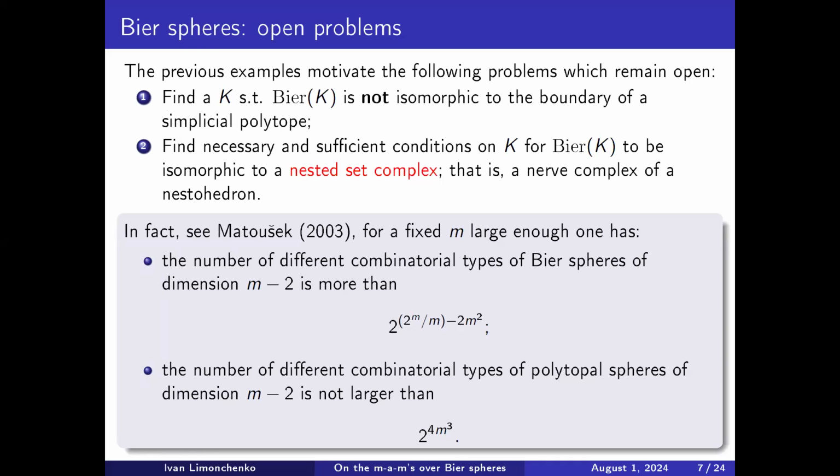And the second problem related to the classification we have is to find necessary and sufficient conditions on the combinatorics of K such that its Bier sphere can be realized as a nested set complex. And by nested set complex, I mean the nerve complex of a certain nestohedron. This is motivated by the previous examples because you saw that all one-dimensional Bier spheres are nestohedra, and all but one two-dimensional Bier spheres are also nestohedra. So this is just a natural question to ask.